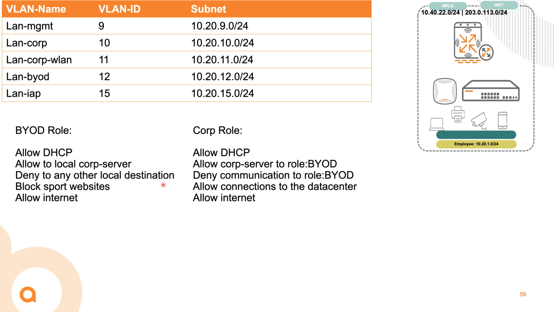And similar to that, the corporate role will be allowed to have the corporate server communicate to the bring your own device, but then no further communication to the bring your own device group, allow the communication to the data center and then just allow internet access. So this is everything with respect to the firewall rules that we're going to configure in the SD-Branch network.